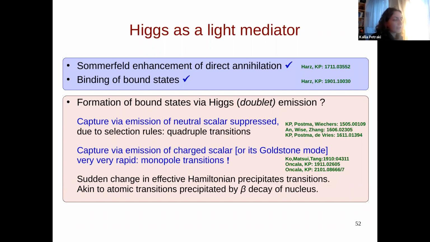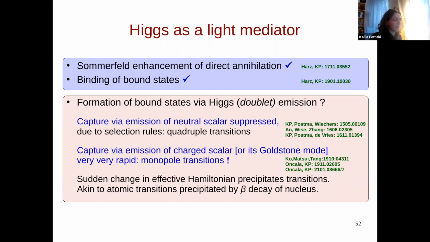However, the situation is dramatically different if the emitted scalar is actually charged. The reason for that is that the emission of a charged scalar changes the Hamiltonian between the incoming and the outgoing states. And this actually gives rise to monopole transitions. And these monopole transitions are extremely fast, even for small values of the couplings.